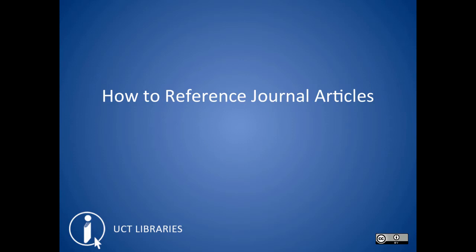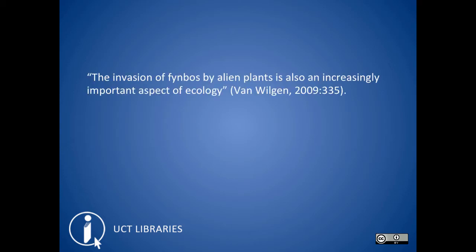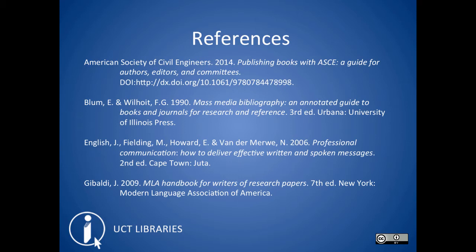In this video, we will give examples of how to cite and reference journal articles in your academic work. We will use the Harvard-UCT method of referencing. With an in-text citation, you will normally include the author of the article's surname, the year the journal was published, and the page number on which you found the information. This will be enclosed in brackets.